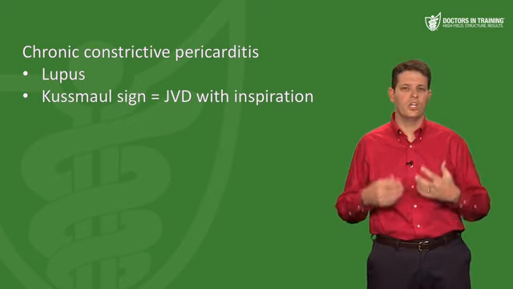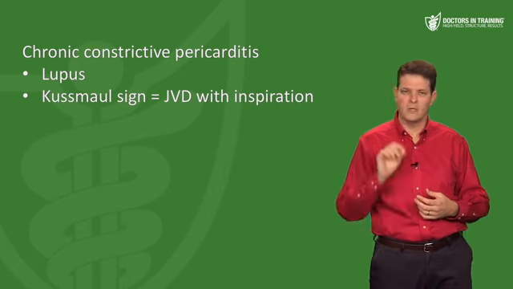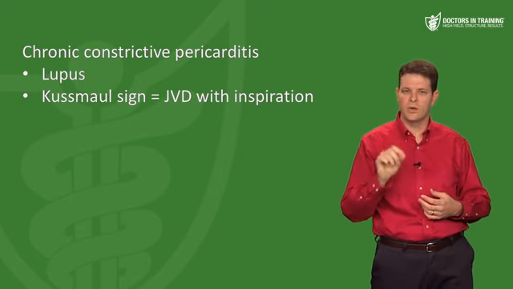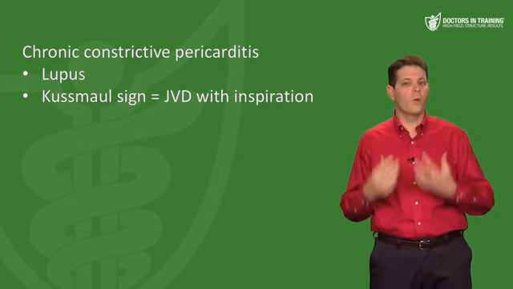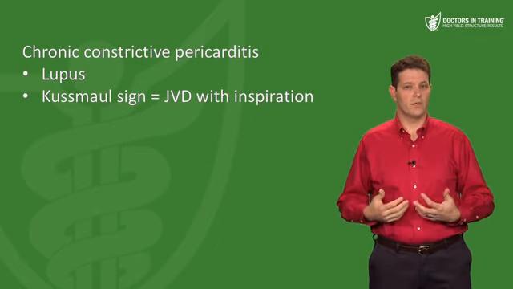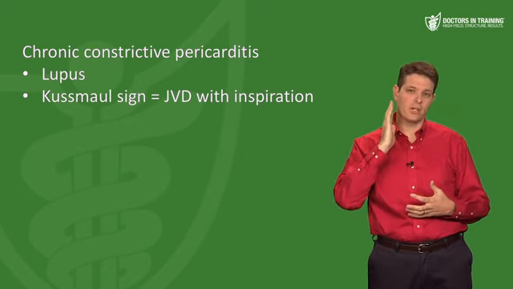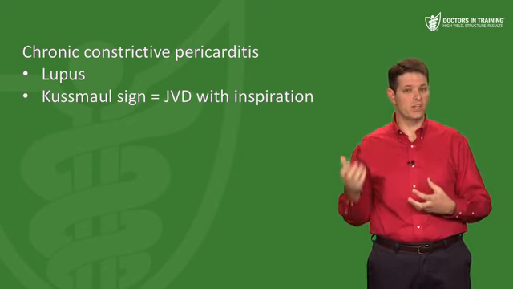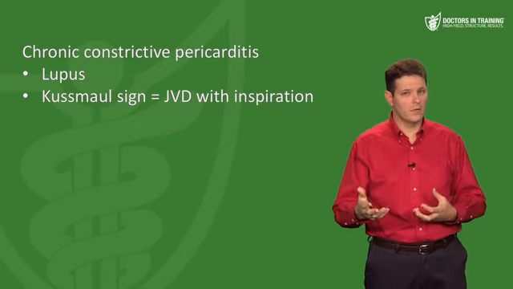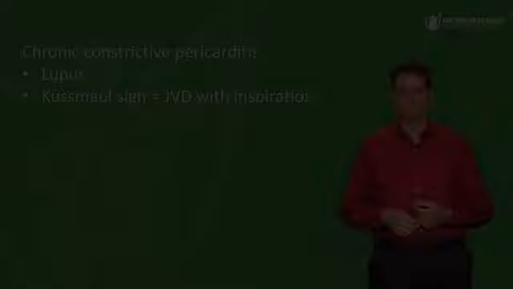Kussmaul's sign is when you have jugular venous distension during inspiration. I'll go back to that for a moment, but for right now, just remember JVD during inspiration. Now, what normally happens when you take a breath? Intrathoracic pressure drops, and the right ventricle fills. So normally, the jugular veins would be flat during inspiration. So jugular venous distension during inspiration is abnormal, and that's Kussmaul's sign, and that's due to chronic constrictive pericarditis.